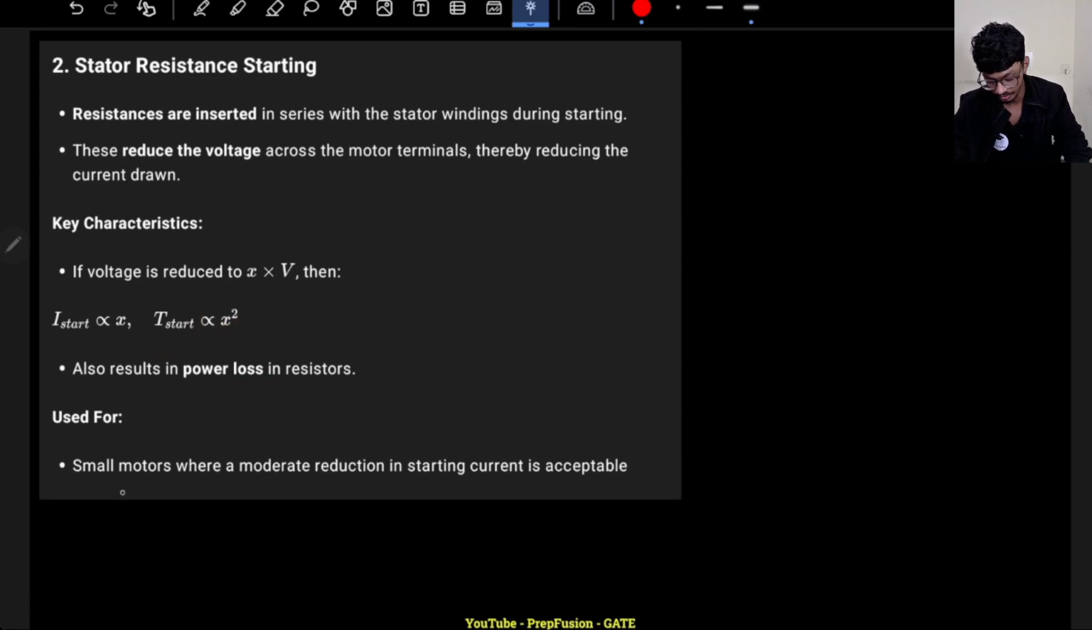Again, this will be used in small motors where a moderate reduction in the starting current is acceptable, and the starting torque also will reduce, but that will be manageable. Still it will be higher than the load torque.